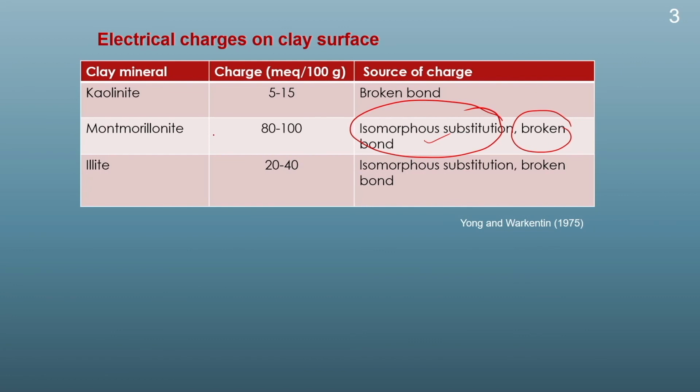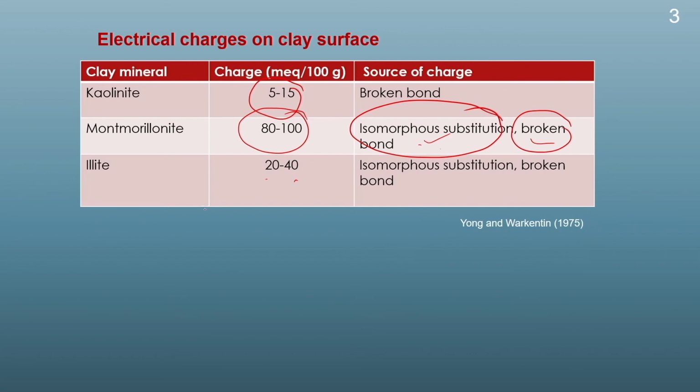If we look into kaolinite, montmorillonite and illite, kaolinite has a charge of 5 to 15 milli equivalent per 100 gram and mostly the source of this charge is broken bonds. Similarly, montmorillonite will have a charge of 80 to 100 milli equivalent per 100 gram, and mostly this charge comes from isomorphous substitutions as well as broken bonds. For illite, it is in between kaolinite and montmorillonite, that is between 20 to 40, and some of it comes from isomorphous substitution and some from broken bonds.